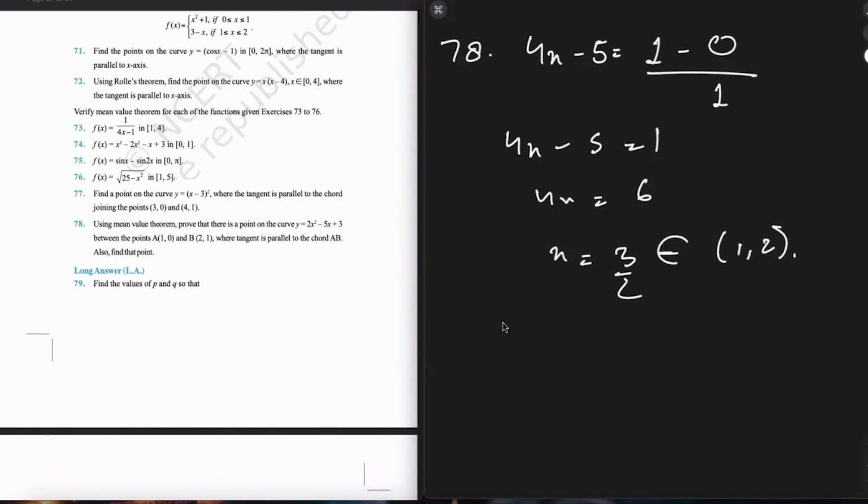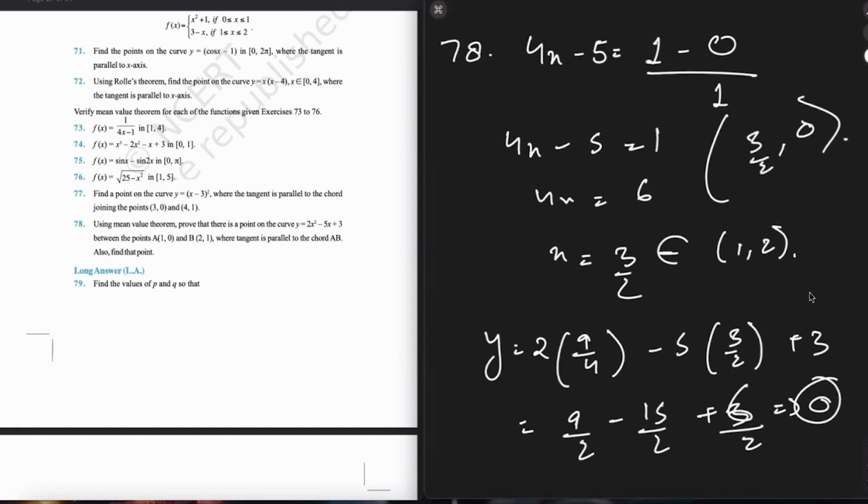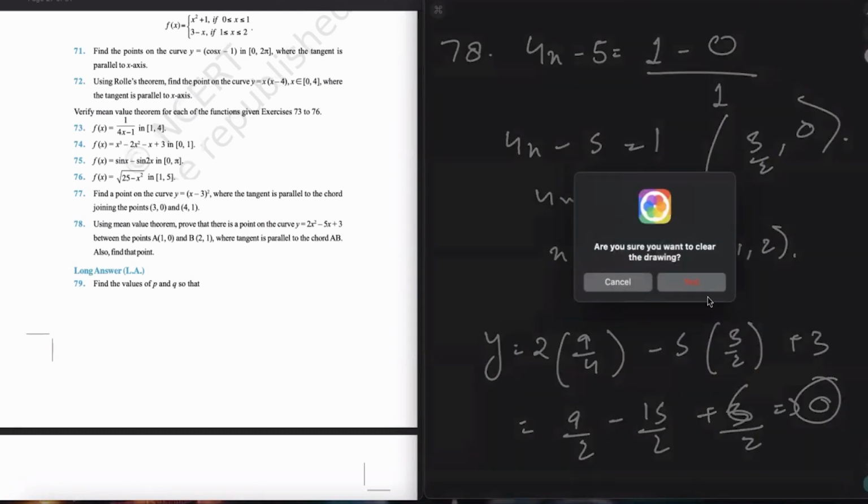And question number 78 was y equal to 2(9/4) minus 5(3/2) plus 3. So 9/2 minus 15/2 plus 3, so this will become 0. So what was the value of x? 3/2. At x equal to 3/2, y equal to 0, the condition will be satisfied.